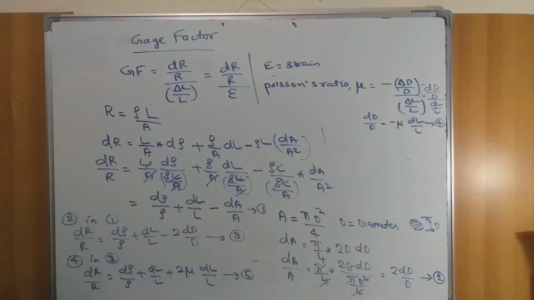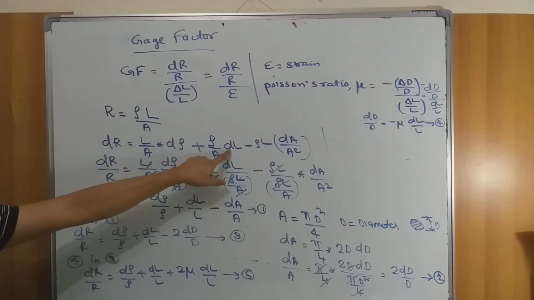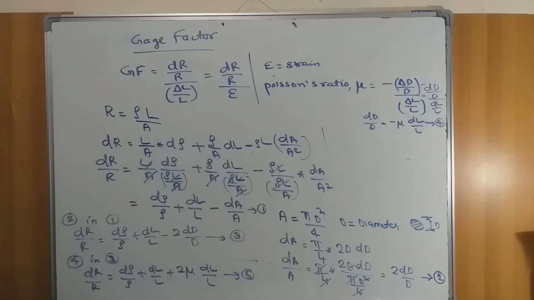So what you have seen here, we started with R is equal to rho L divided by A. Then we are supposed to differentiate this equation. In this case we just assume one particular term is variable and all others are constants. So we have L by A, where we differentiate rho or d rho; rho by A, where we differentiate dL; and rho L, where we differentiate A. And you know that the differentiation of 1 by x is minus 1 by x square.